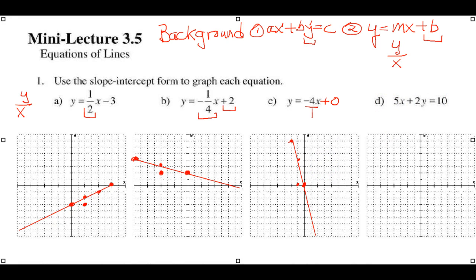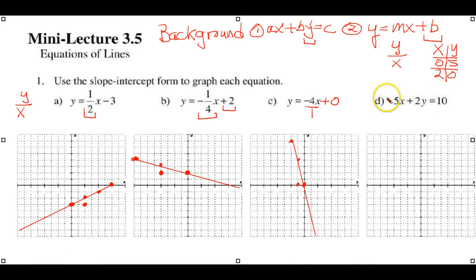Now for letter D, this is in standard form. Now, even though they say use slope intercept, when you're doing your tests, you have the choice of doing an X and Y intercept t-chart that we mentioned before. So we're going to do both for this. So if X is 0, Y will be 5. And if Y is 0, X will be 2. We'll keep those in mind.